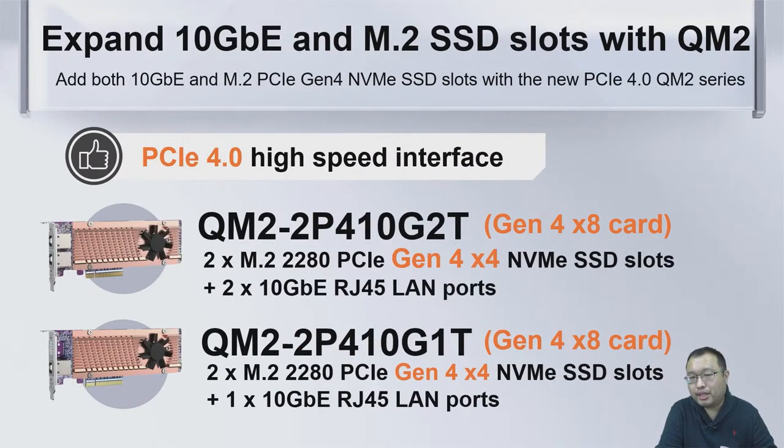If you want PCIe Gen 4, QNAP has newly launched the QM2-2P4, 10G2T, and 10G1T. The difference is just one port of 10G or two ports of 10G. Besides the network port, you can also add two M.2 PCIe Gen 4 NVMe SSDs to the card and the NAS by using just one PCIe slot.